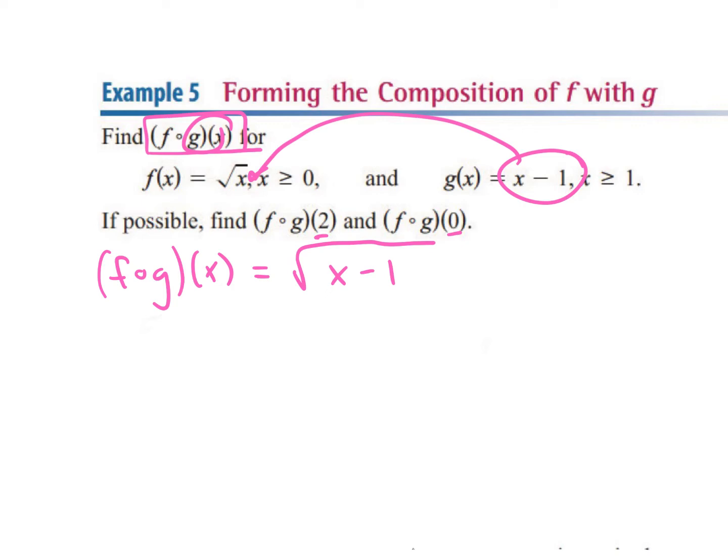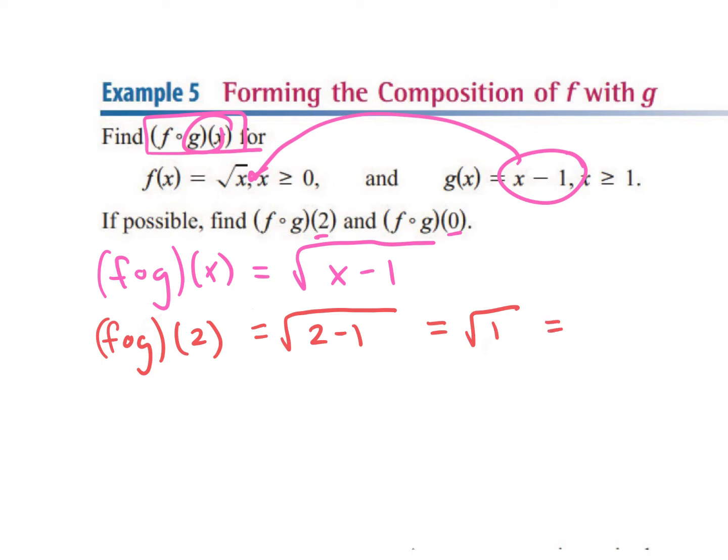And then we would simplify if we can. Can I simplify this anymore? No. So then next it asks me to find f of g of 2. So I'm going to plug 2 into my x. So I have the square root of 2 minus 1, which would be the square root of 1. And what's the square root of 1? Just 1. So f of g of 2 is 1.